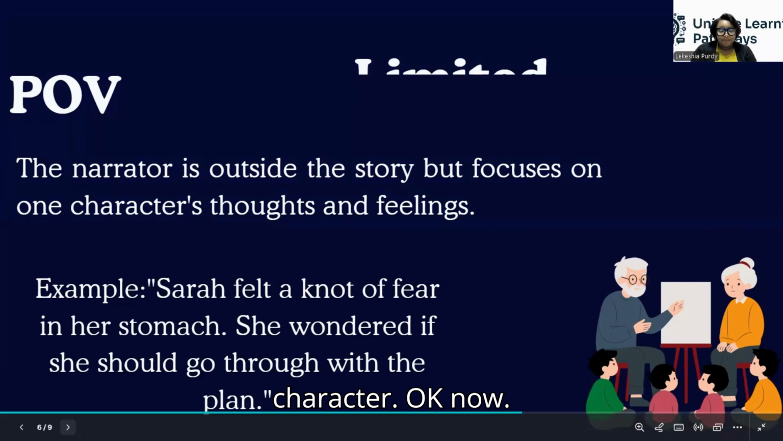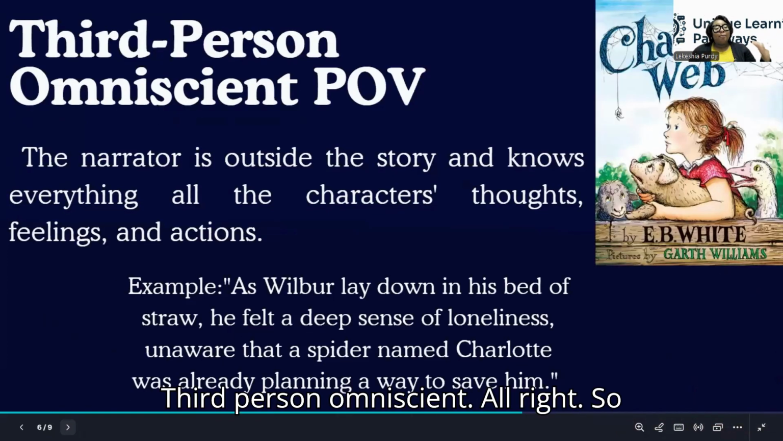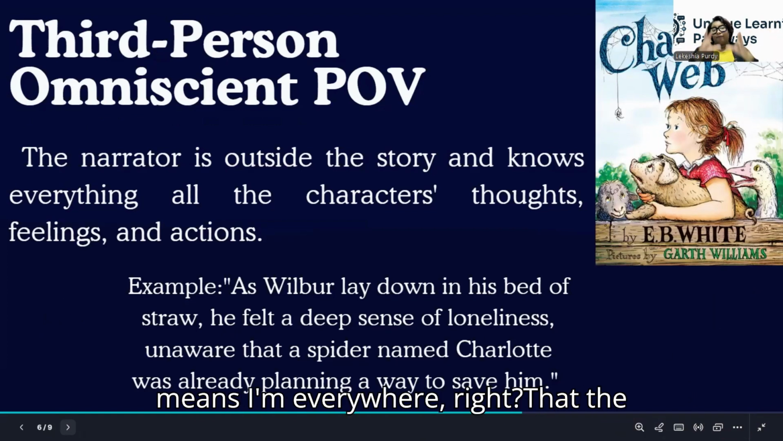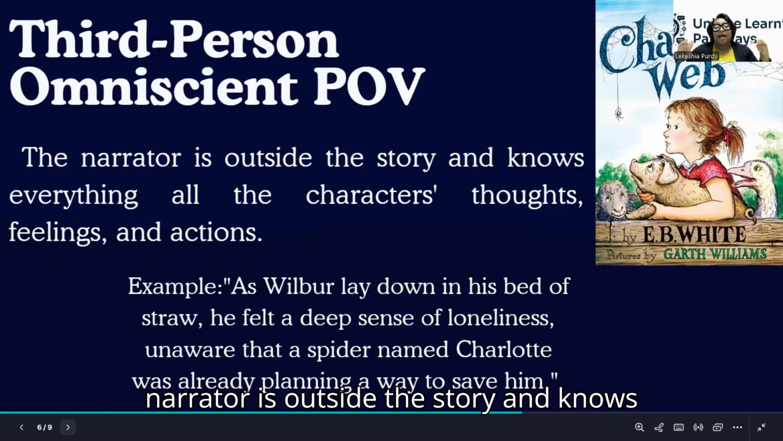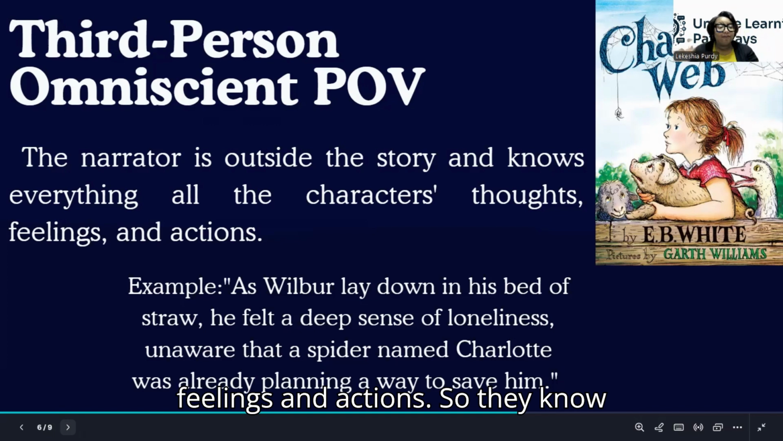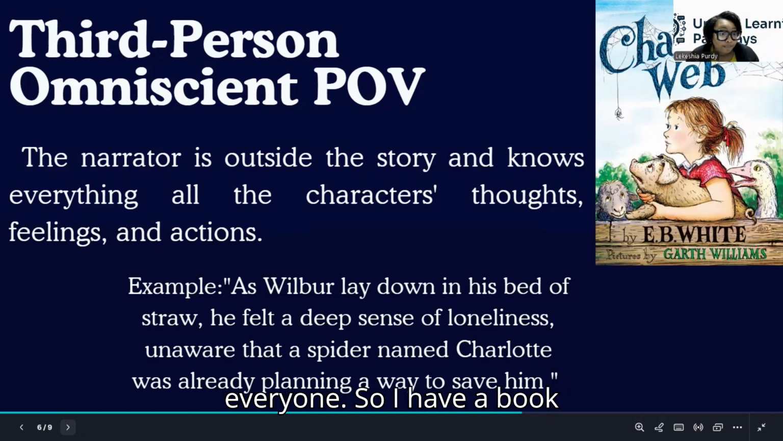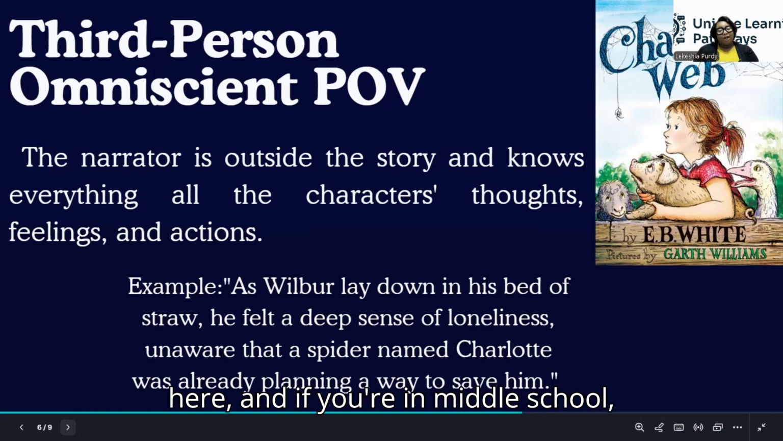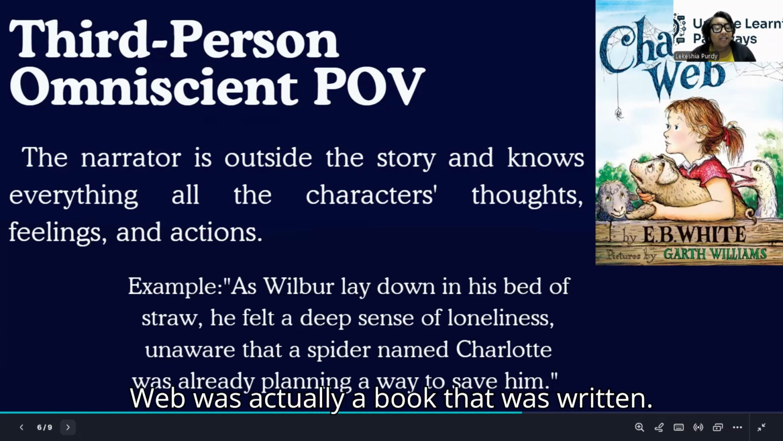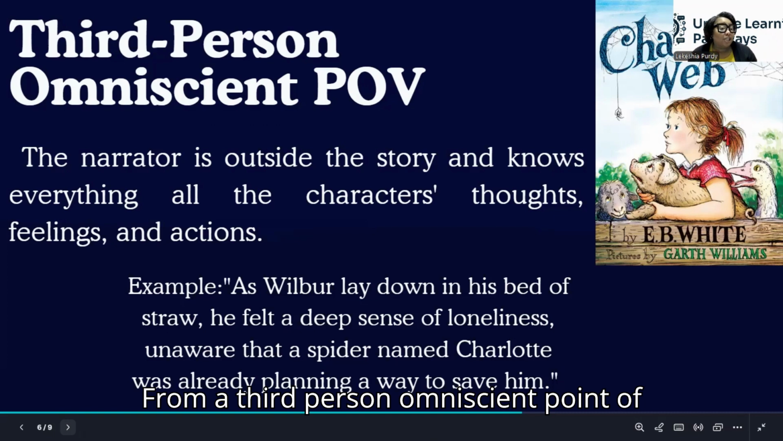Okay. Now, third person omniscient. All right. So when I say omniscient, that means I'm everywhere, right? That the narrator is outside the story and knows everything, all the characters' thoughts, feelings, and actions. So they know everything there is to know about everyone. So I have a book here. And if you're in middle school, you've read this book or you've heard this book, Charlotte's Web. Charlotte's Web was actually a book that was written from a third person omniscient point of view.